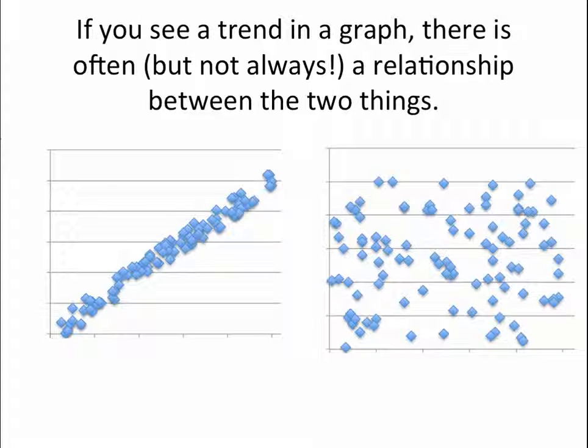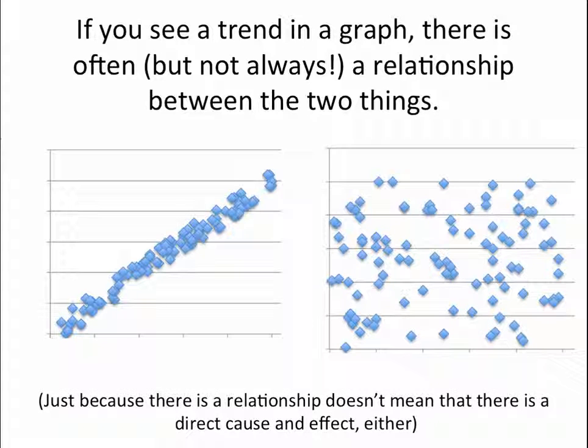I bring this up because if you see a trend in a graph, there is often a relationship between the two things. And then as a scientist, we get interested and we say, oh, I wonder what could be causing that relationship. Maybe this is telling us how the world works, how the universe works, how height and weight work. And if there's not a relationship, such as in the graph on the right, we can say, well, that's not going to be very interesting to study. Let's go on to something else.